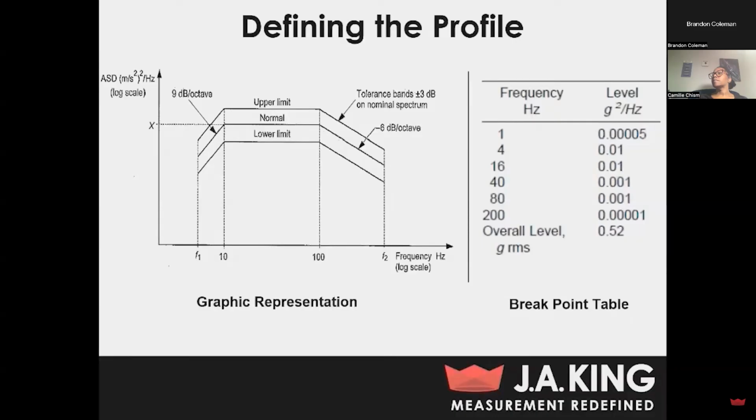And a breakpoint table, on the other hand, rather than giving you a graphical representation, it just gives you every single key frequency point and its corresponding G squared per hertz. So when you look at vibration specifications and procedures, you'll see either a mixture of this or one or the other.